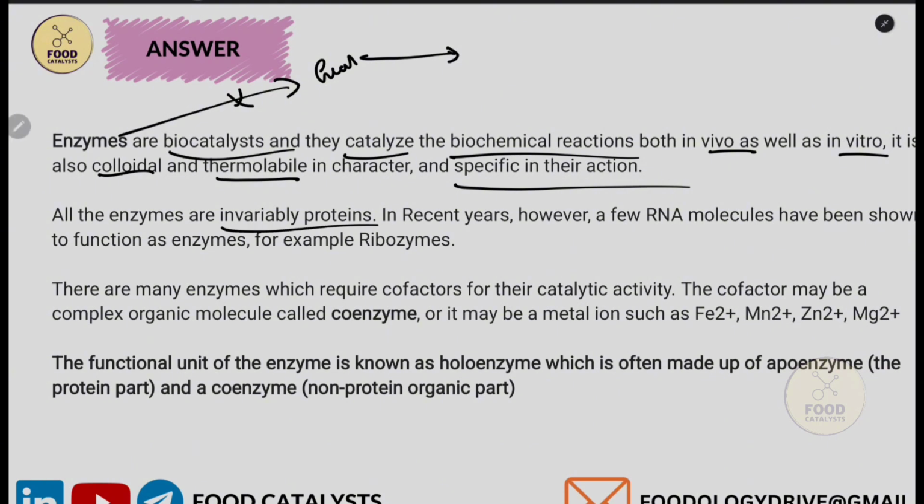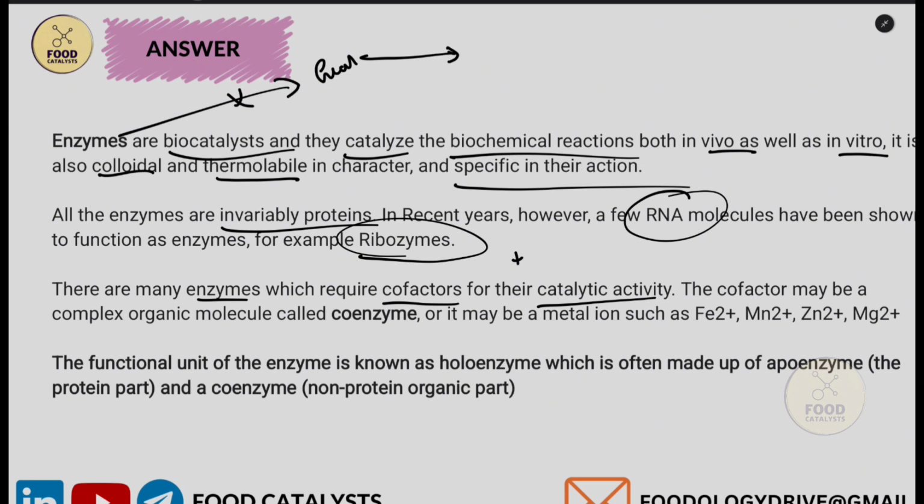Then the next point: all enzymes are invariably proteins. Only a few RNA molecules can be claimed as enzymes, one of which is riboenzymes. Okay, now comes the important part. There are many enzymes which also need an additional cofactor. Enzyme plus cofactor will ultimately complete the catalytic activity, because the enzyme itself is not enough. They need extra factors, cofactors.